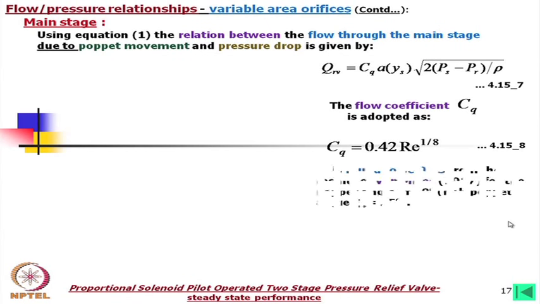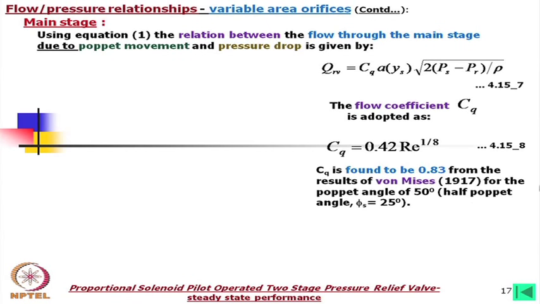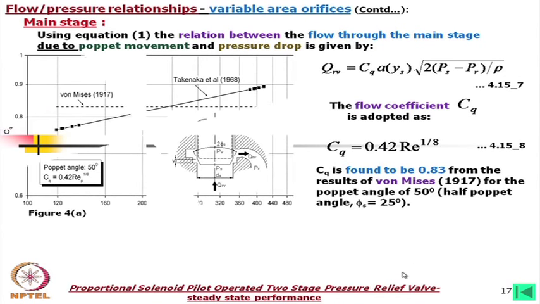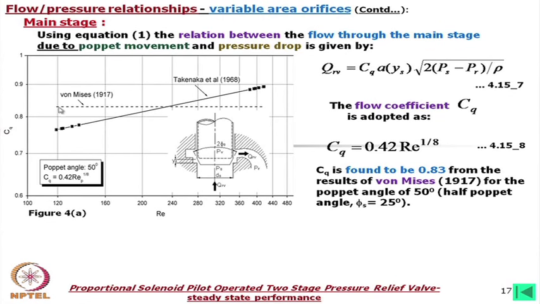Now, this is also established experimentally, but if we compare with the von Mises model, then CQ is found to be 0.83 from the result of von Mises, because the angle here is less, about 0.83, and this you can calculate, this will be close to this, but not exactly the same. Then what we find is that von Mises proposed in 1917 that this would be the coefficient of discharge, what we have given is the flow coefficient, whereas in such a type of valve normally we find a result like this.